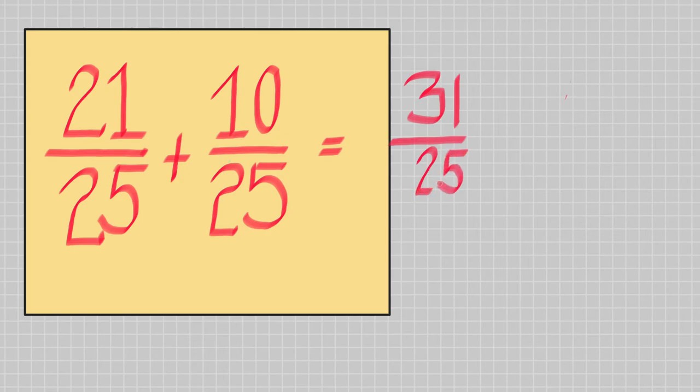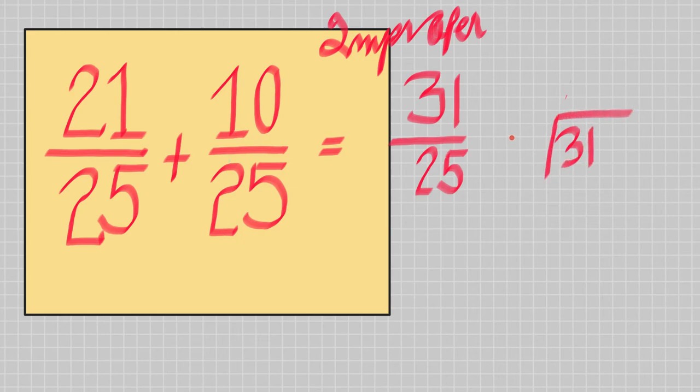Okay, that's good. Now take note, try to observe what kind of fraction is the answer. That is improper. Let me write first for you to be reminded. Improper. Why is it improper? The numerator is greater than the denominator. So how to do that one now? All you need to do is to change into mixed number by dividing the numerator by its denominator. So 31 divided by 25.